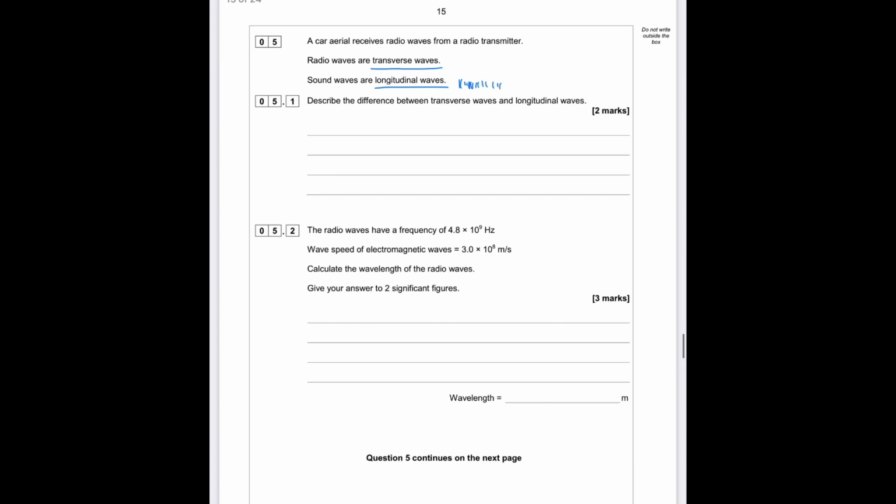So you may have seen a diagram that looks like this. And then for transverse waves, the vibrations are perpendicular. That means at right angles to the direction of energy transfer. So for that one, the energy transfer is this way, and we have the waves going at right angles. And for the longitudinal waves, the direction of energy transfer is parallel. It's in the same direction as the vibrations.